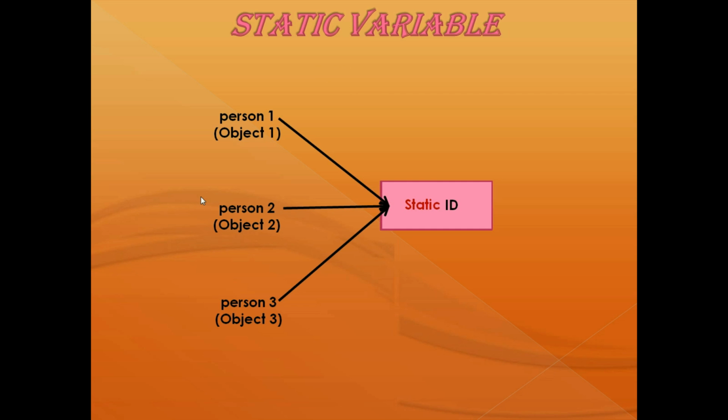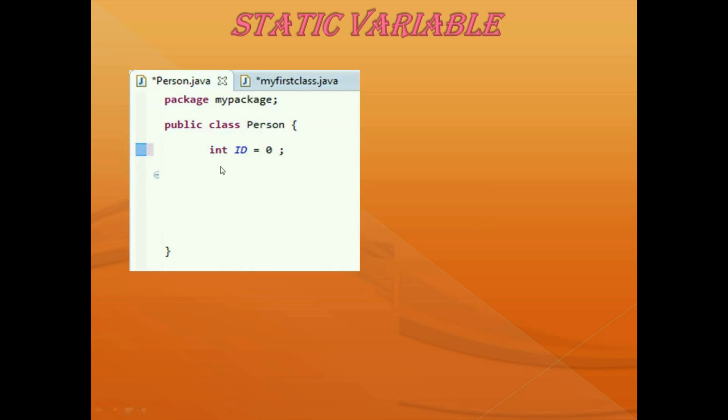Okay. So this time integer id is 0 and I am going to make it a static variable. I use the word static in front of the id variable here. Now I have my constructor the same way as I had earlier, and I say id++. It's just the same thing except for the word static here.